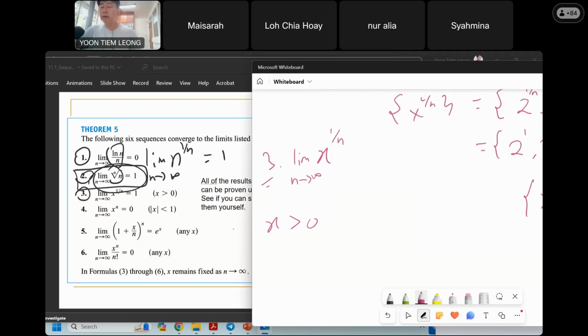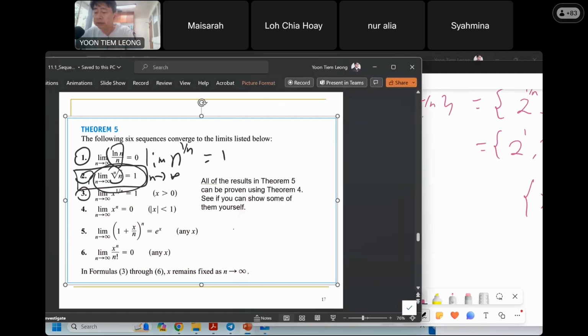So if you have a constant x which is positive, then the limit of x to the power of 1 over n is equal to 1. Again, you can try to prove this yourself by using theorem 4, where you map a function f to this sequence. I think you can try to do this. See if you can show some of them yourself.